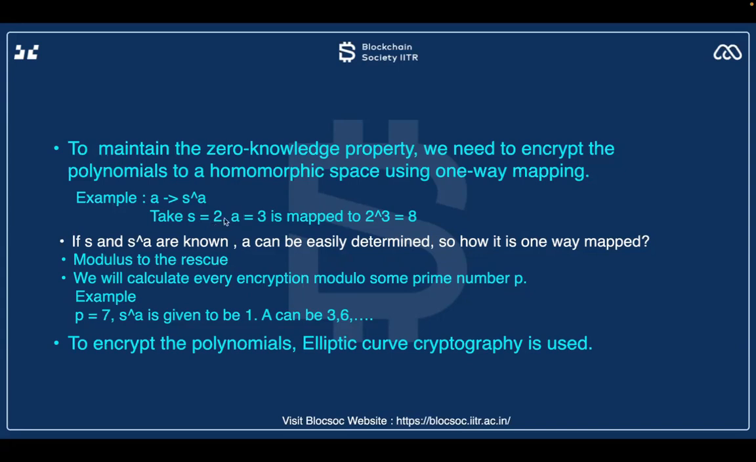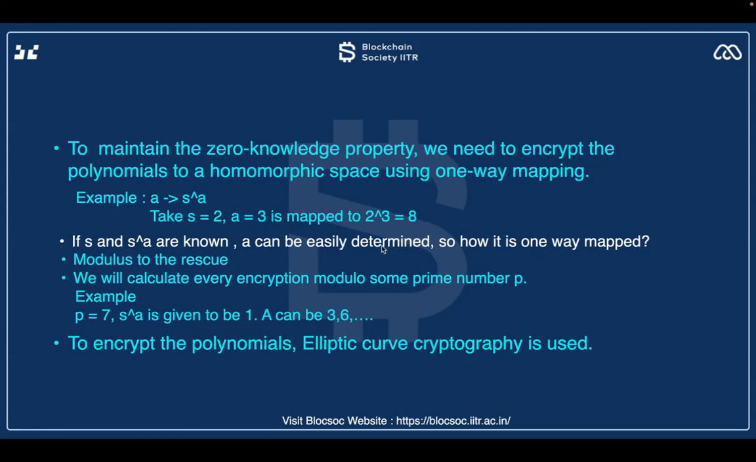Take s equal to 2. Now suppose this s equal to 2 is known to both prover and the verifier, and a equal to 3. So this a equal to 3 is mapped to 8. Now you will question that, okay, I know s equal to 2, I know the mapping is 8, I know how the things were mapped. So I can just easily take the log of 8 and tell what was the original value. So log of 8 will be 3, and yes, I got the value in the first algebraic system. So how is it one way?